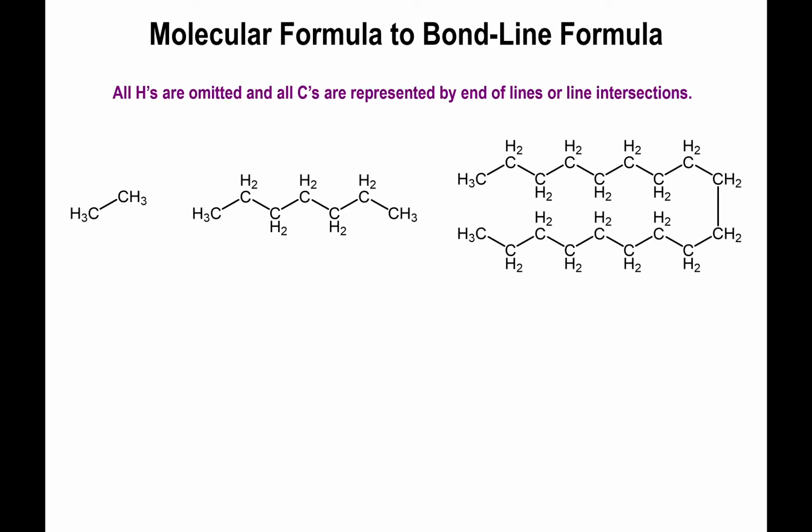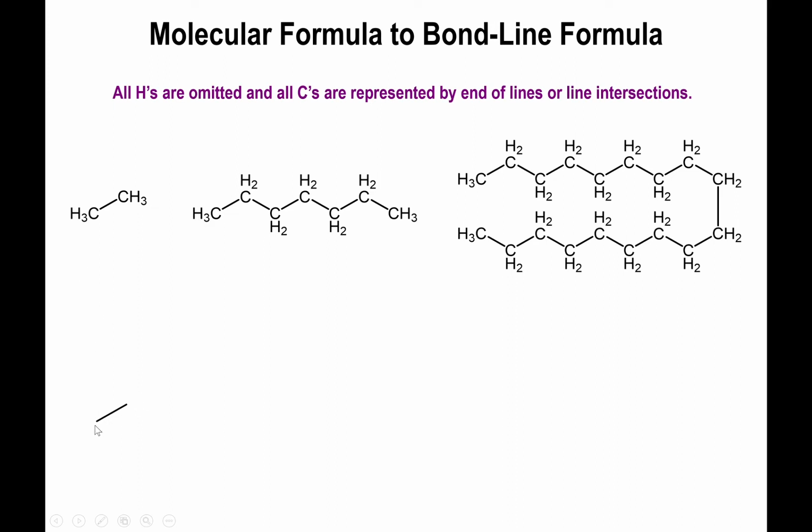Bond line formulas. This will be a method that will allow us to draw organic molecules without having to spell out every single hydrogen and every single carbon that's present in the molecule. The process is actually rather simple. All you do is not write that carbon and those hydrogens bound to the carbon. So in the case of CH3, all you have to draw is that simple line that represents the bond between the carbon and carbon elements of the structure.